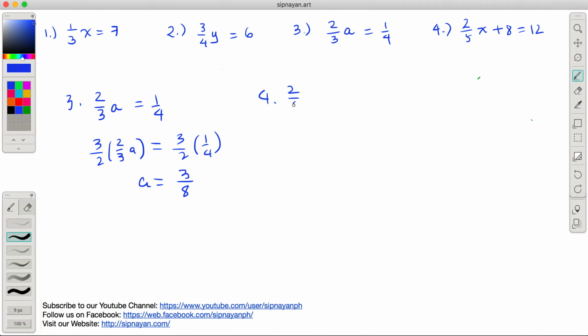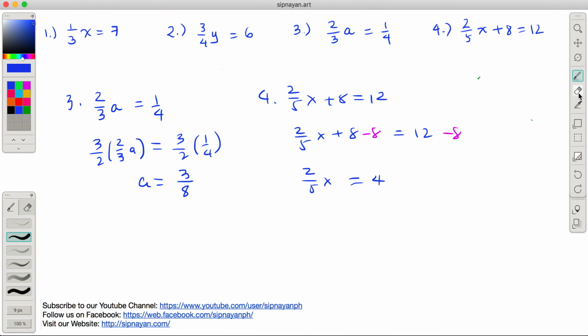Okay, lastly, we have number 4. We have 2/5 x plus 8 equals 12. We subtract both sides, no? We subtract 8 from both sides para matanggal to, ng 8 na to. So, minus 8, and then minus 8. And then, 2/5 x plus 8 minus 8 is 0. So, bali wala na yan. Plus 0 equals 12 minus 8, 4.